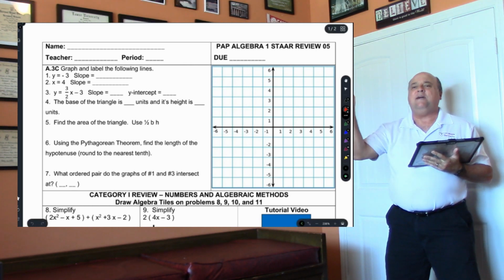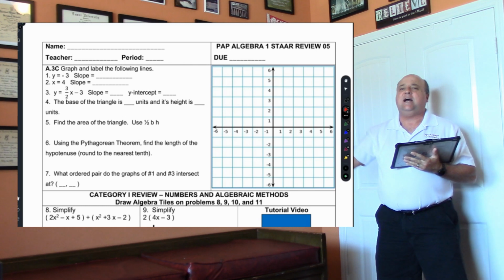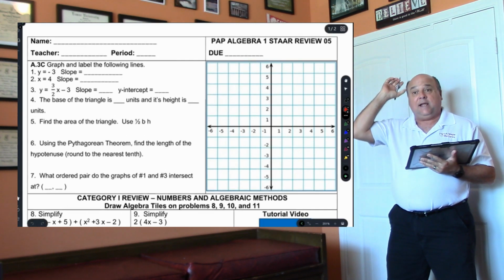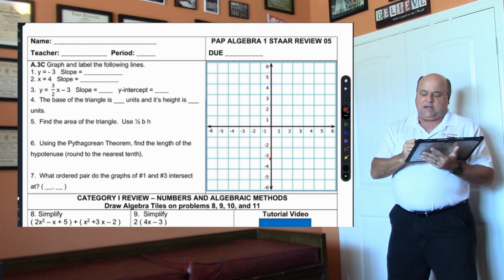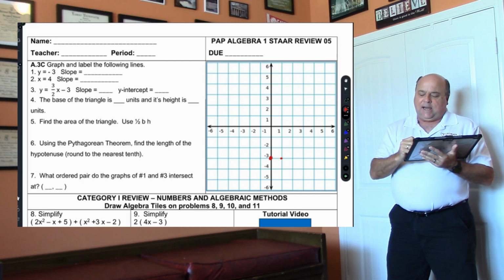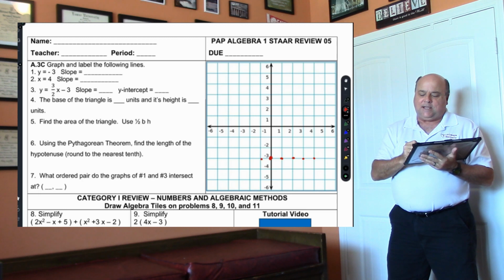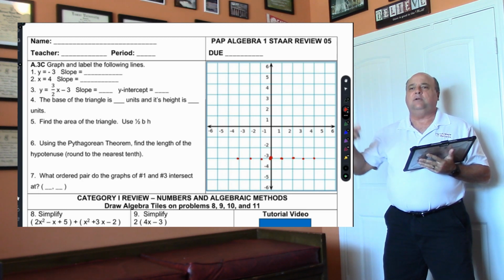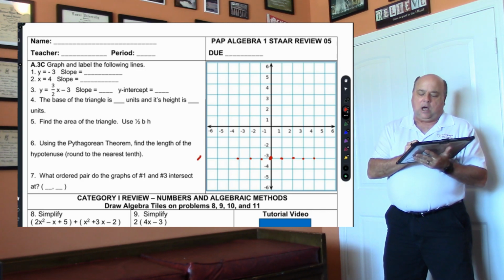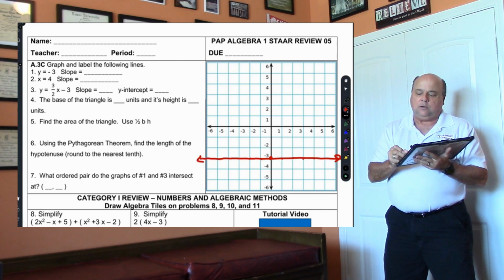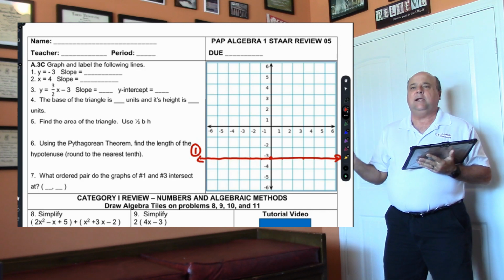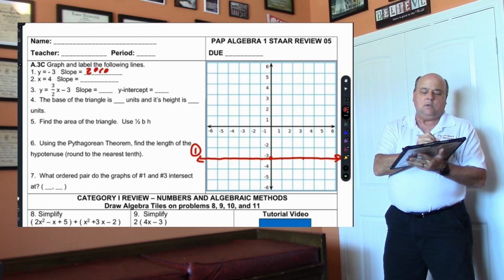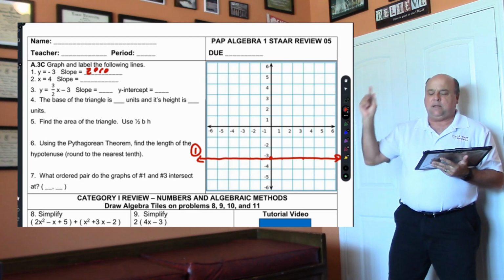Remember, you will be graphing 3 lines all the time in the fall, so you need to get used to it. Number 1 is y equals -3. So we're going to start at -3 on the y-axis, and I need to draw dots where y is always -3. So 1 comma -3, 2 comma -3, 3 comma -3. All of these ordered pairs would have y equal -3. A flat line has a slope of 0. I'll show you a way to help you remember that in a minute.